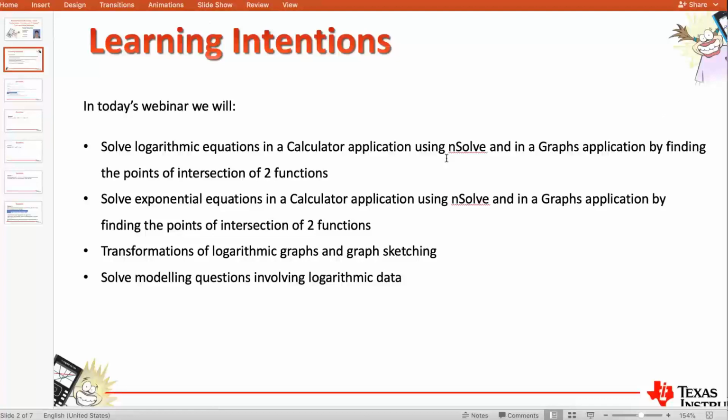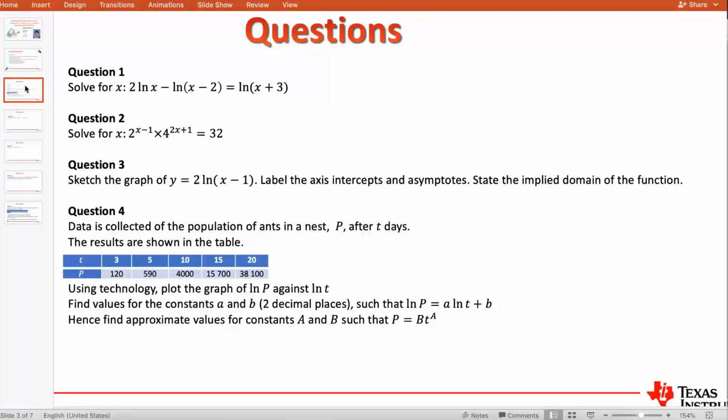We'll look at a couple of transformations of logarithmic graphs and graph sketching, and then look at a modeling question involving logarithmic data. So here are our questions. Let's get started.